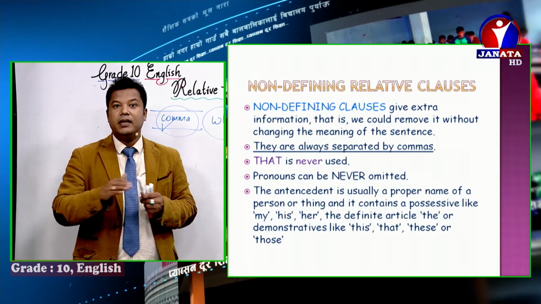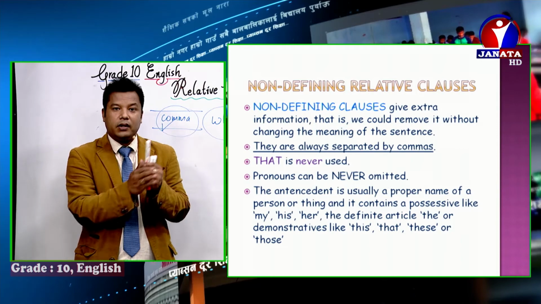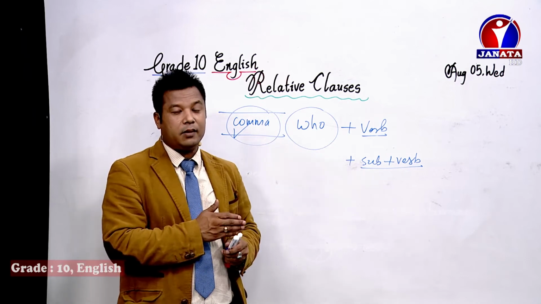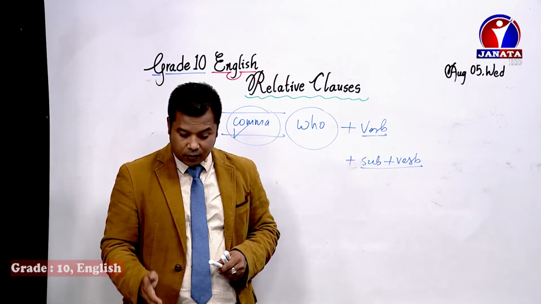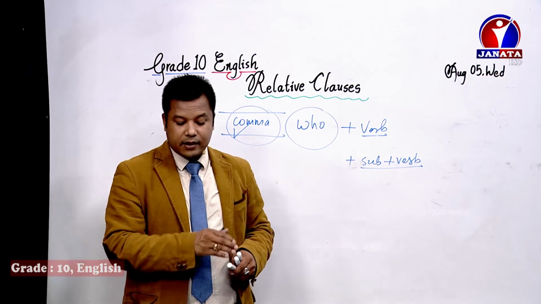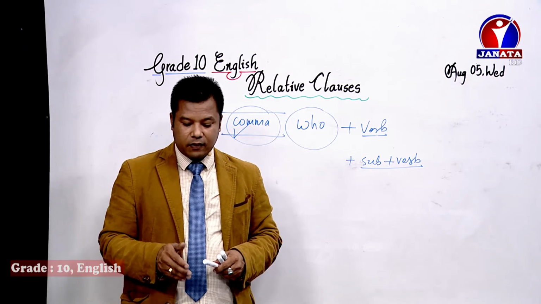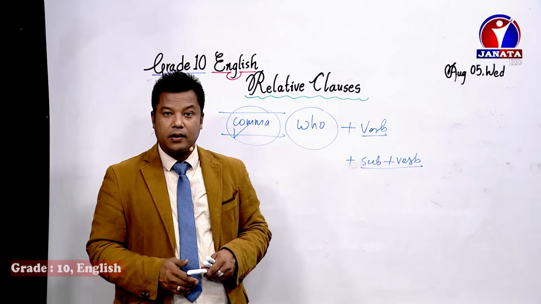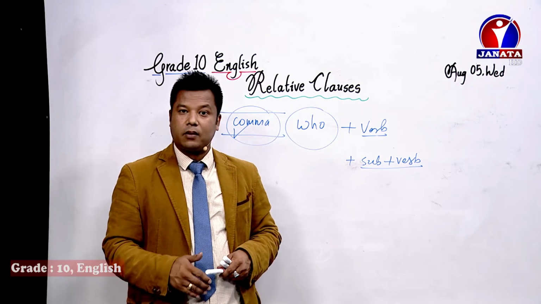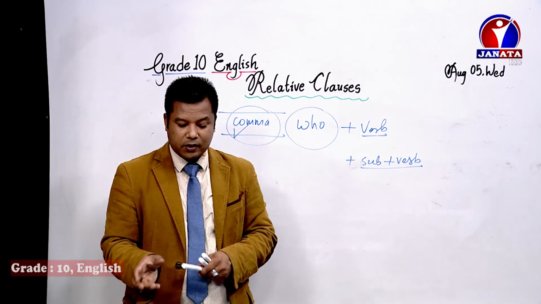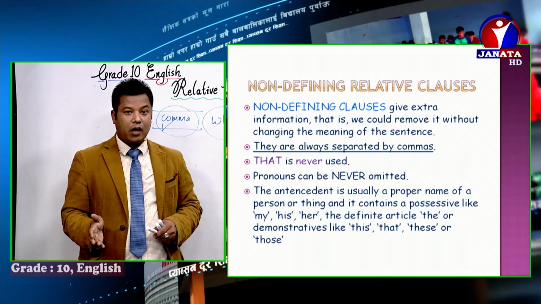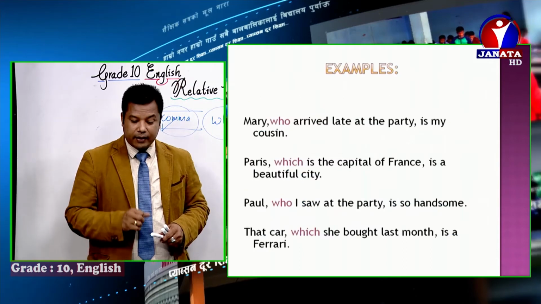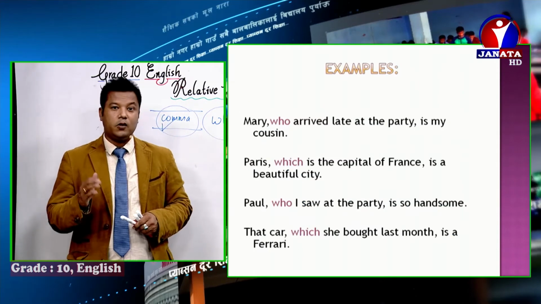That is never used for non-defining relative clauses, so you have to exclude that completely. Pronouns can never be omitted because they are always used with the subject-verb technique, and therefore you should never remove the relative pronoun when using non-defining relative clauses. The antecedent is usually a proper name of a person or thing, and it contains a possessive, like my, his, her, the definite article, or other demonstratives. You must have learned these technical terms, possessive cases and demonstrative cases, in grammar. I will not be discussing these right now because that is not my purpose. So look at these examples and understand the concept of using non-defining clauses.